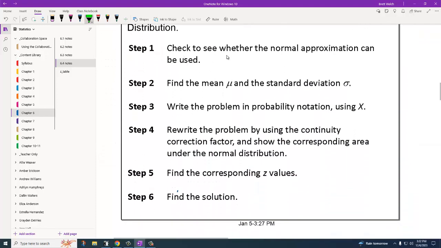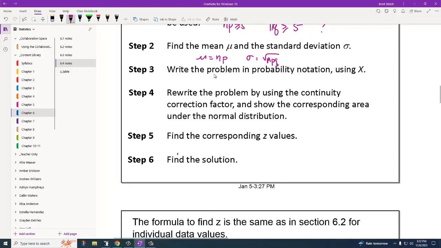and I'm going to try to walk you through them. The first thing that we do is we find out if it's possible to use a normal approximation. The way we do that is, is np greater than or equal to 5, and is nq greater than or equal to 5? That's how we check. If that's true, then we go to step 2. The mean will be equal to np, and the standard deviation is the square root of npq. The calculation that we saw above.